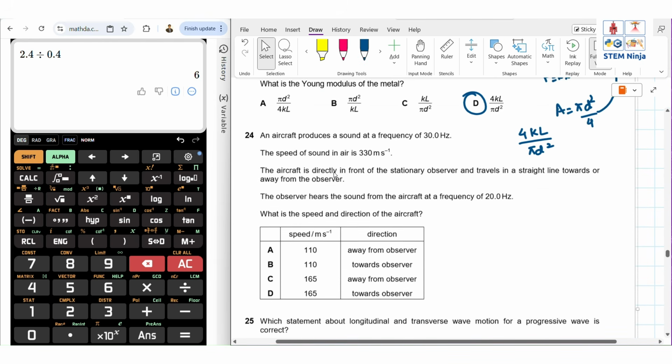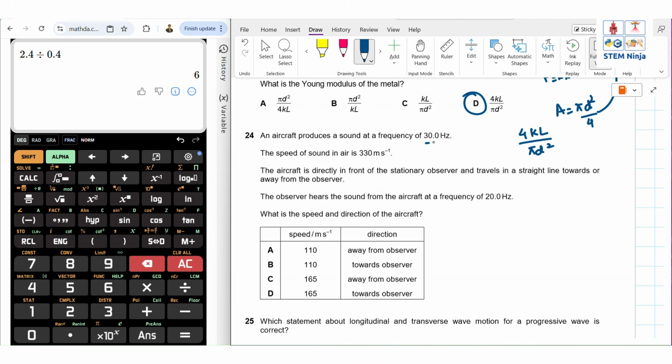Right. An aircraft produces a sound at a frequency 30 hertz. Speed of the sound in air is 330 meters per second. Aircraft is directly in front of the stationary observer and travels in a straight line towards or away from the observer. Observer hears the sound from the aircraft at a frequency of 20 hertz. What is the speed and direction of the aircraft?